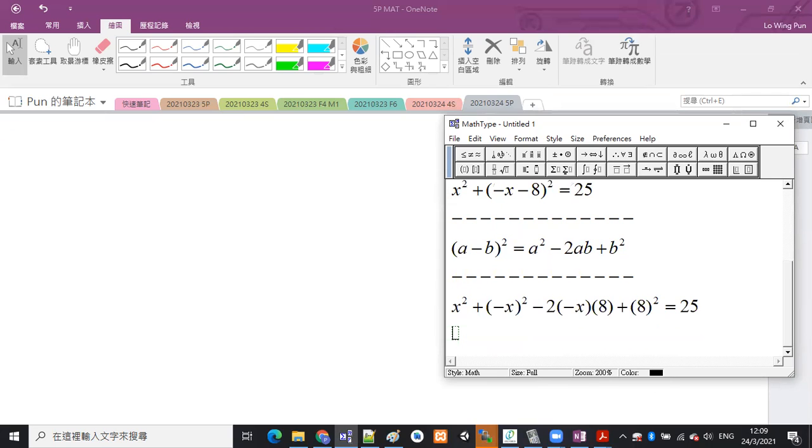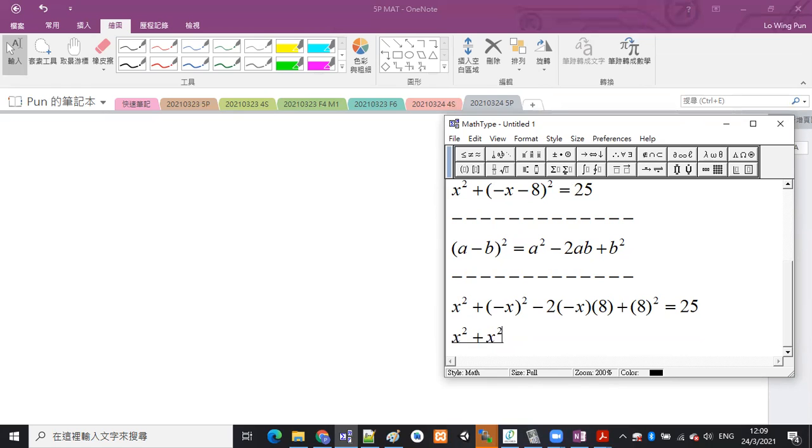And then, after using the identity to expand the bracket, we simplify the terms one by one. Okay? Just be very careful. So x squared, no change. Negative x bracket square. You know that the square of a negative number becomes positive again. Okay, but positive what will be x squared. Okay, so it's just x squared. And then minus 2 times negative x times 8.